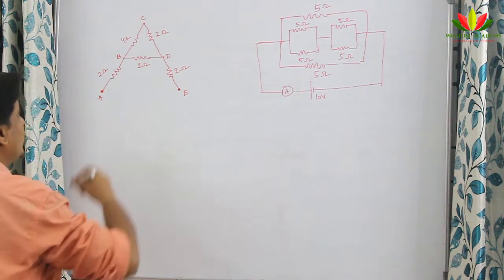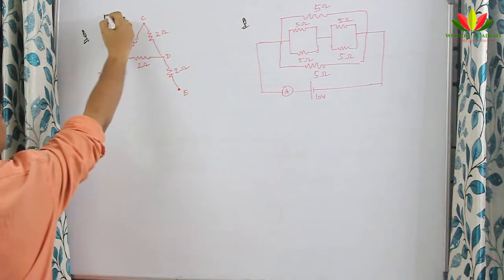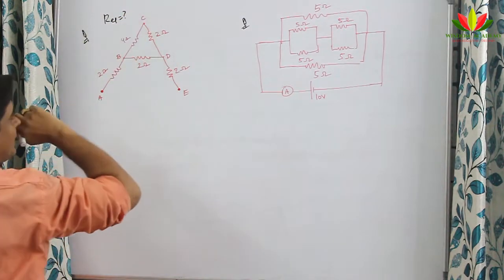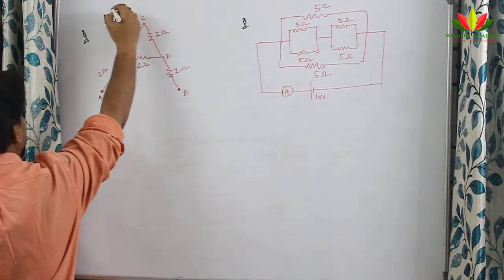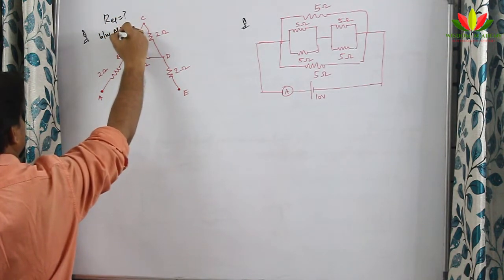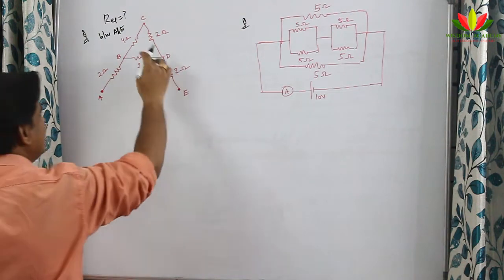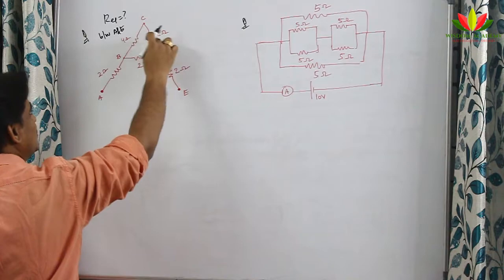So I have taken two questions here, and in the first question they are asking you to find the value of R equivalent. So let us see. They have told you to find R equivalent between points A and E. Okay, A and E. So if you see this 4, this 2, they two are in series.